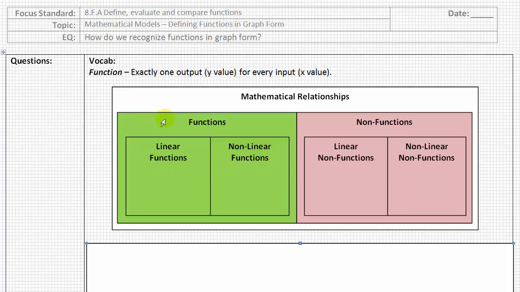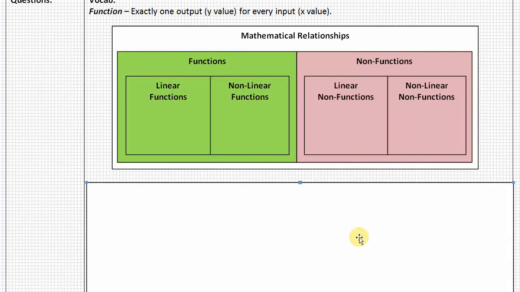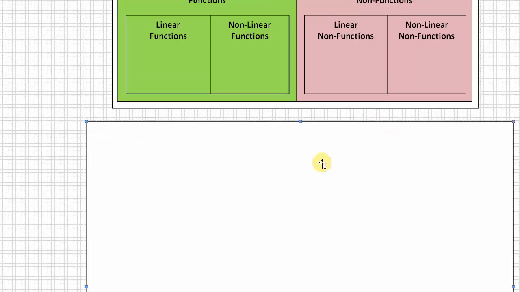So this week we're starting to expand that and say, well, there are these other relationships out there that are non-functions. They also happen to be able to be categorized into linear and nonlinear as well, which we won't necessarily dive into too much, but you'll be able to tell. But we're starting to say, okay, if there are things such as functions, what do non-functions look like? And today we're doing that in graph form. So there are two graphs that I want to start to look at.